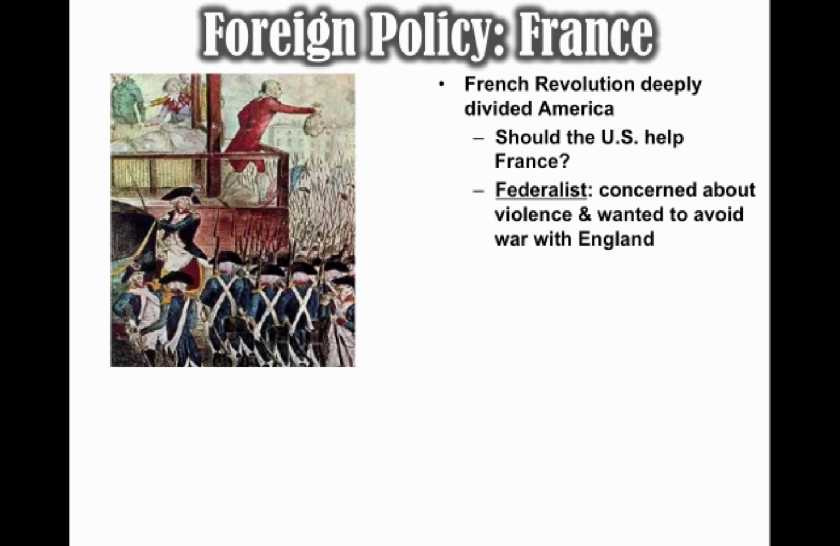So Washington felt the nation was too weak, it was too young, and he, in his mind, felt the Franco-American alliance that was signed following the Battle of Saratoga was no longer in force now that the monarchy was gone.